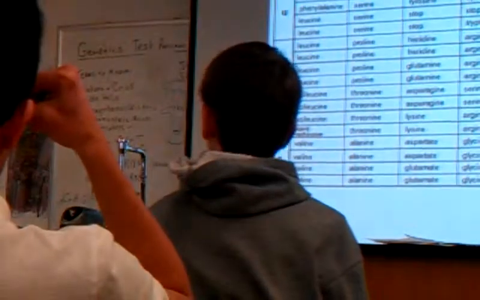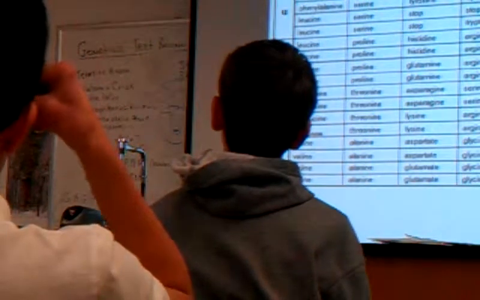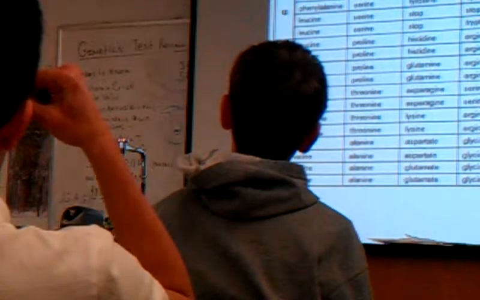Well, the anticodon, say the anticodon in tRNA is UUC. Hold on. All right, I know.